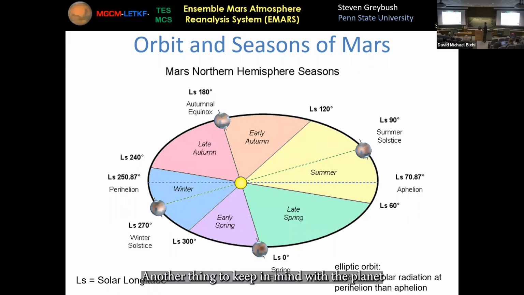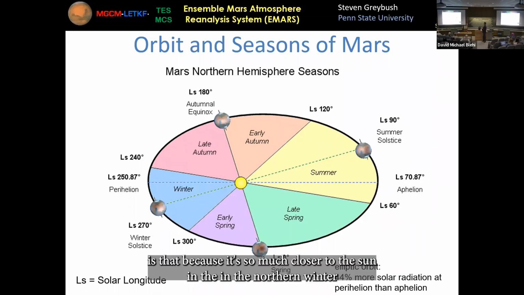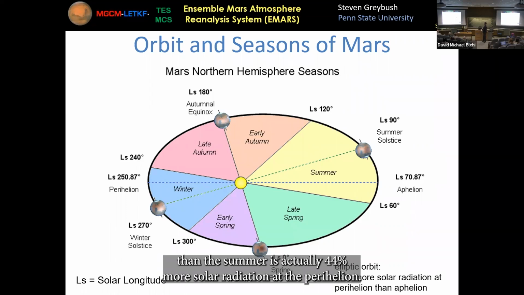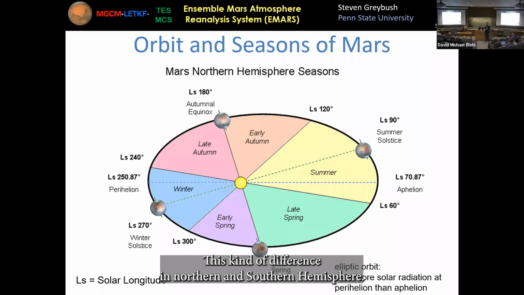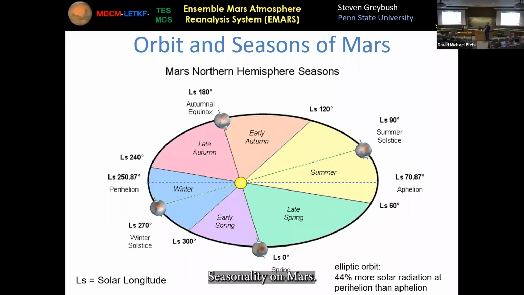Another thing to keep in mind with the planet is that because it's so much closer to the sun in the northern winter than the summer, there's actually 44% more solar radiation at the perihelion. So that's again going to lead to this difference in northern and southern hemisphere seasonality on Mars.